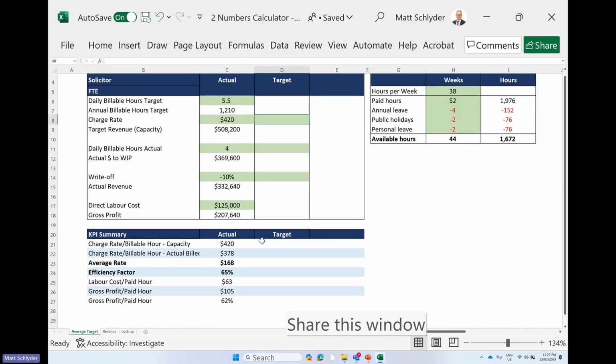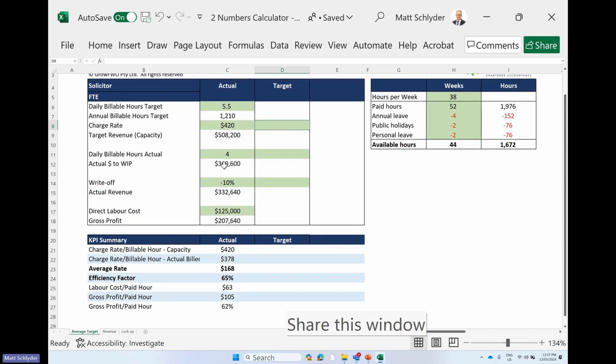So it's a really important piece to understand, because what's happening here in this firm is that in this review there's an efficiency factor of 65% for this person, meaning that their expected capacity was 508, but they're only billing 332. That means they're only running at 65% of their expected budget, if you like, what's expected of them. So there's a big gap there for improvement.